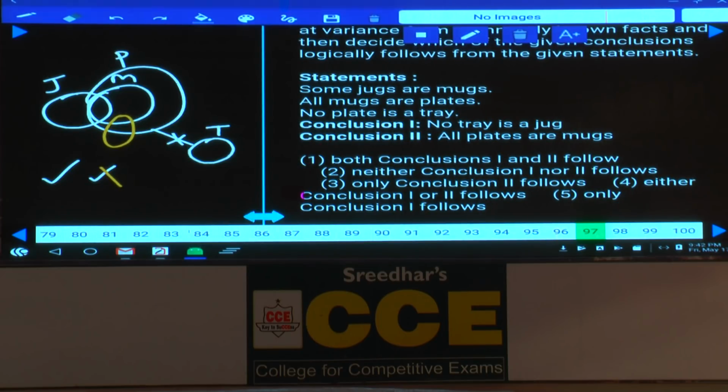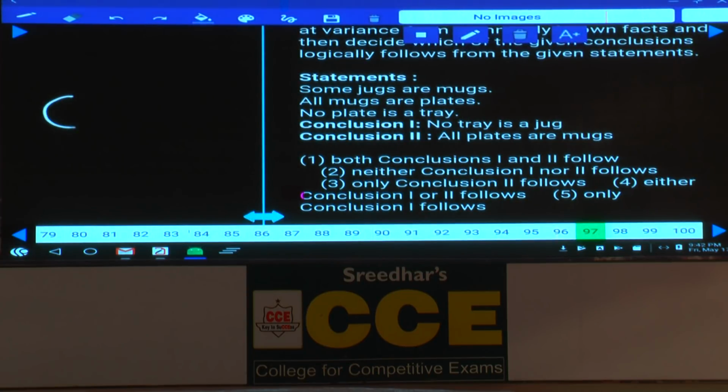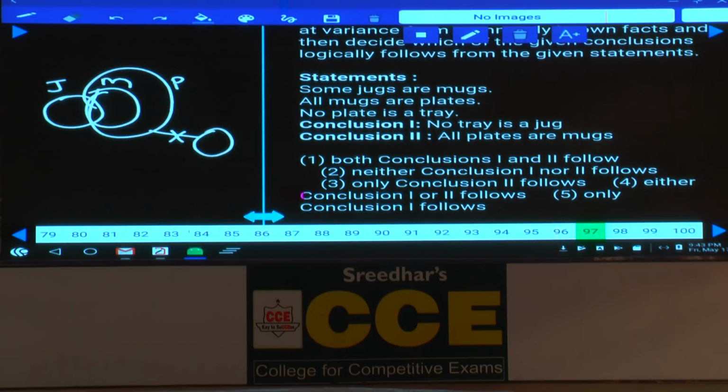Then question number 97. Some jugs are mugs. All mugs are plates. No plate is a tray, so there is no intersection between plate and tray. Then the first one, no tray is a jug, is definitely true as of now. All plates are mugs is false. The first one is a negative conclusion which is true.